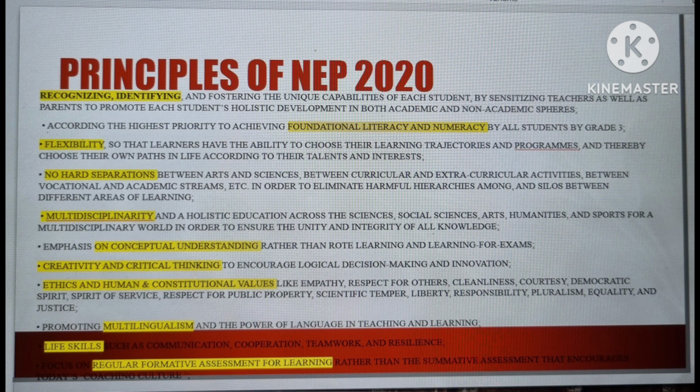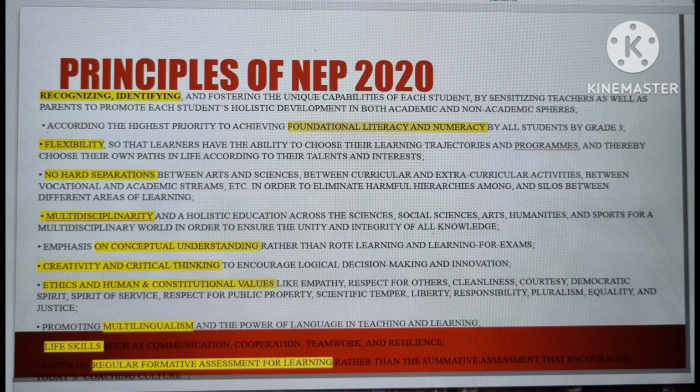So emphasis will be mostly on conceptual understanding rather than rote memorization only for exam purposes. So we don't want learning just for such kinds of exams. NEP 2020 will focus more on critical thinking and creativity, so as to encourage logical reasoning.